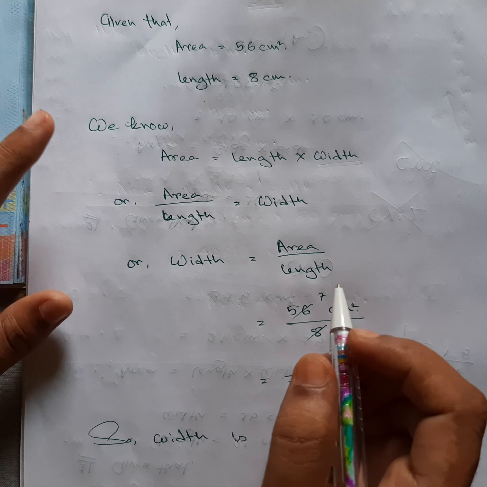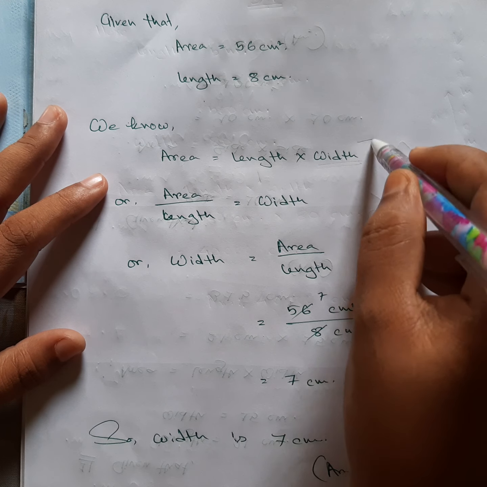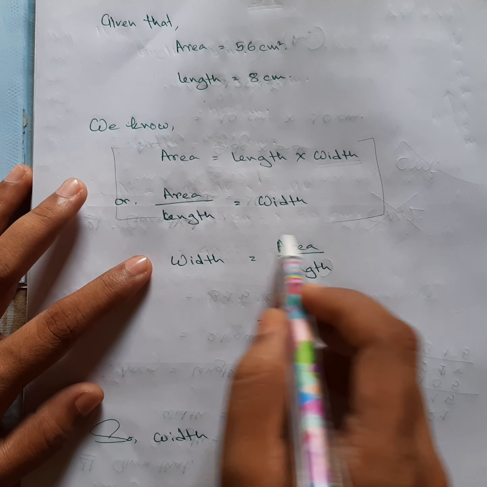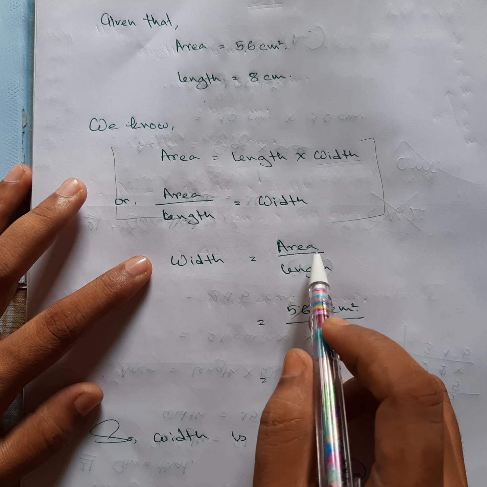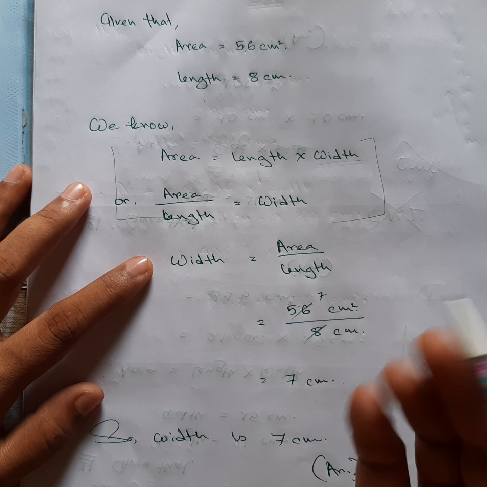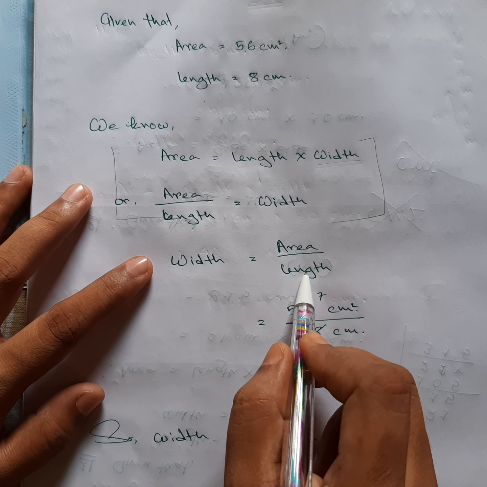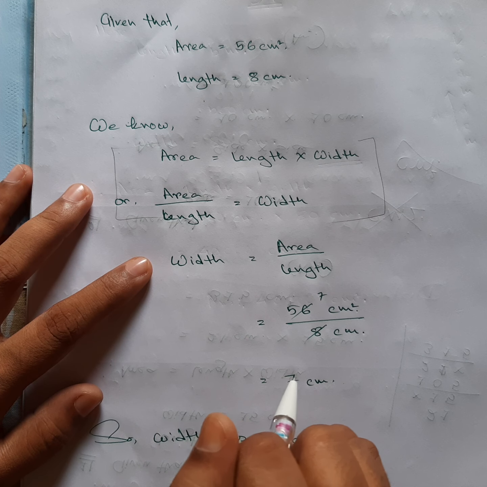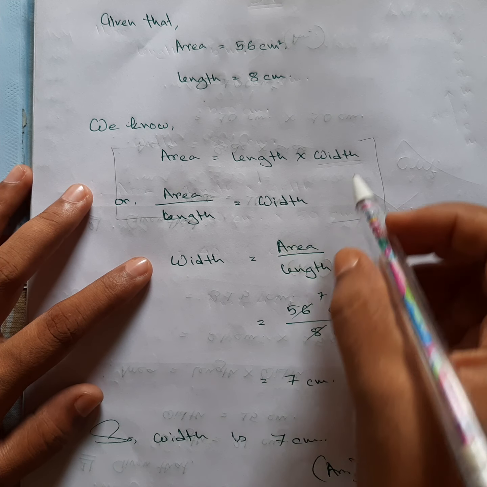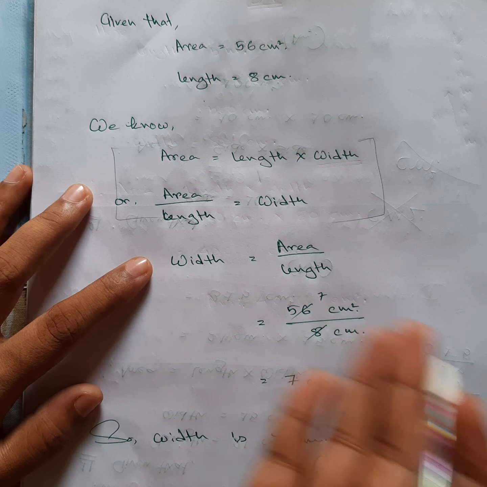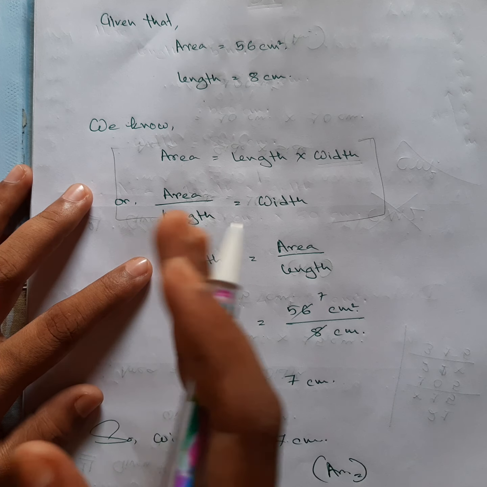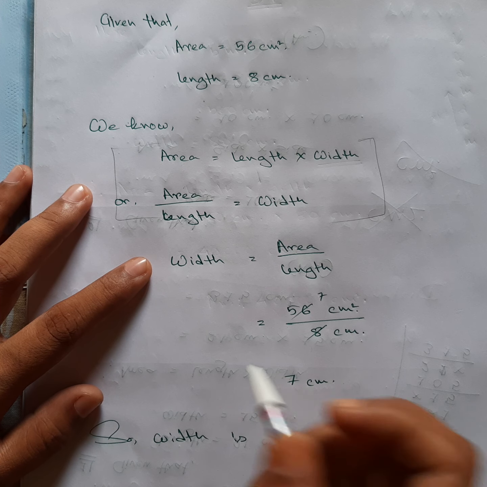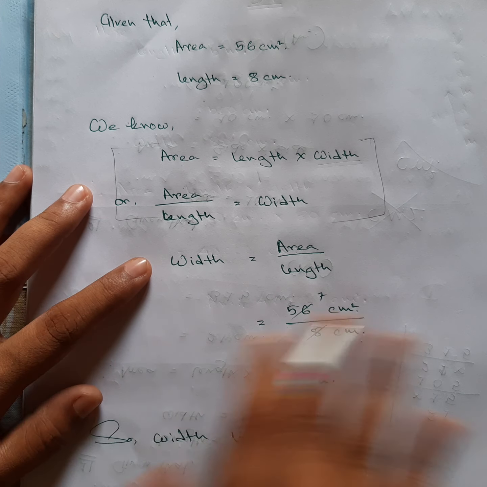If you want to skip that part, if you didn't understand it, then you can memorize that part. Width equals area divided by length, or length equals area divided by width, for this class 4. But for class 5, you have to understand that part, because there will be a different formula you are going to apply. So just wait and learn this one.